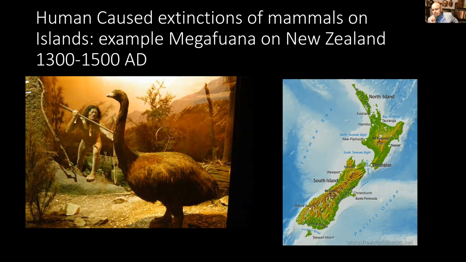Now, some of the clearest cases of human-caused extinctions come from islands. So one of the more interesting cases we'll talk about in detail is New Zealand, but there are other island examples. So Hawaii, when Hawaii is colonized, other Pacific islands, even Easter Island, have similar situations where local flora and fauna are affected by human colonization.